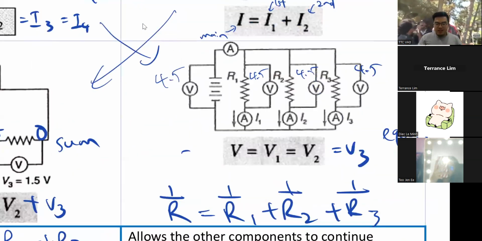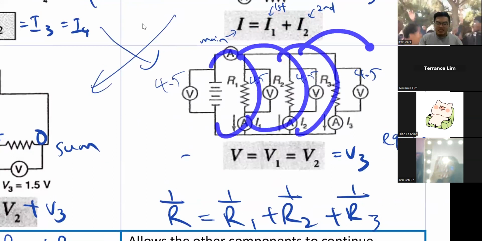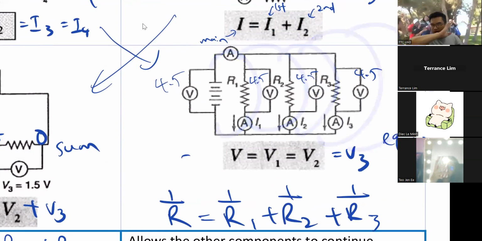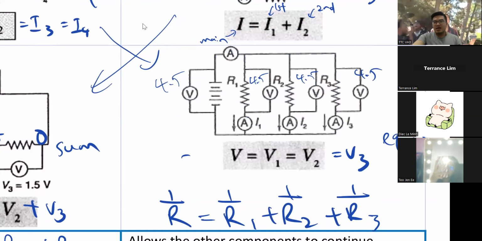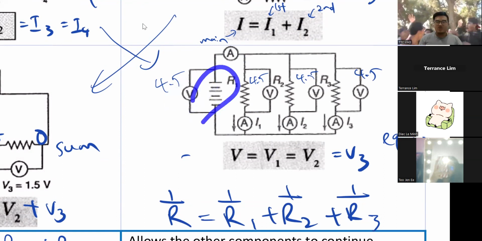But in a parallel circuit, I can just keep adding and keep adding because they are separate circuits. The brightness will not be affected. But that also means your battery will finish faster. This one will use more electricity.